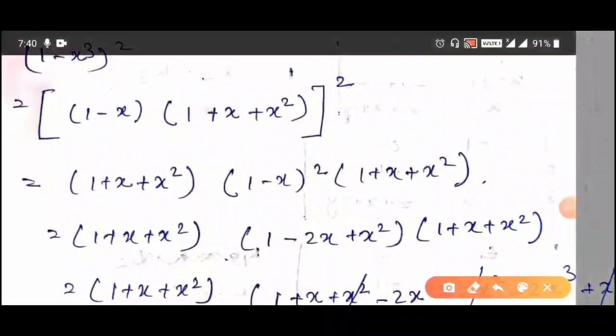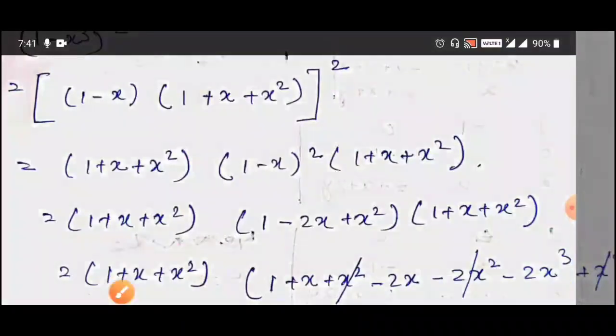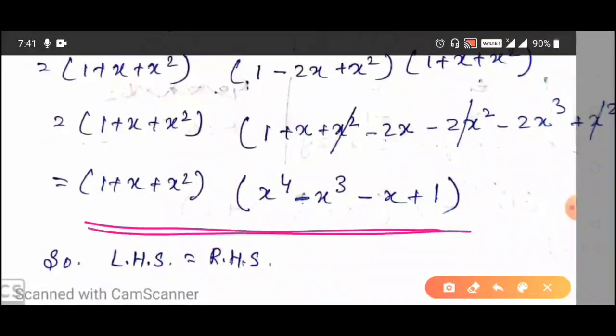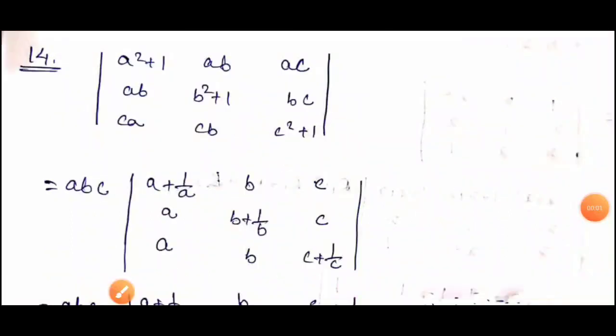Here you see we have done the calculation of right hand side, 1 minus x cube whole square. So after doing the calculation we can get this line. So this is equal to LHS. So LHS is equal to RHS. So it is proved.